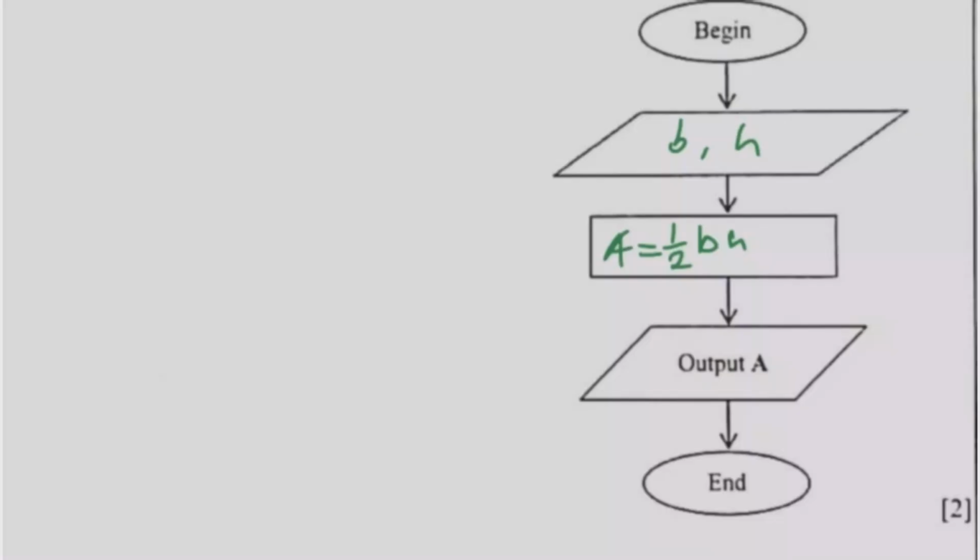If you put 1 over 2 times B times H, again the answer will be correct. So it's okay if you put multiplication signs in between the letters. Okay, so basically that is the answer to this question.